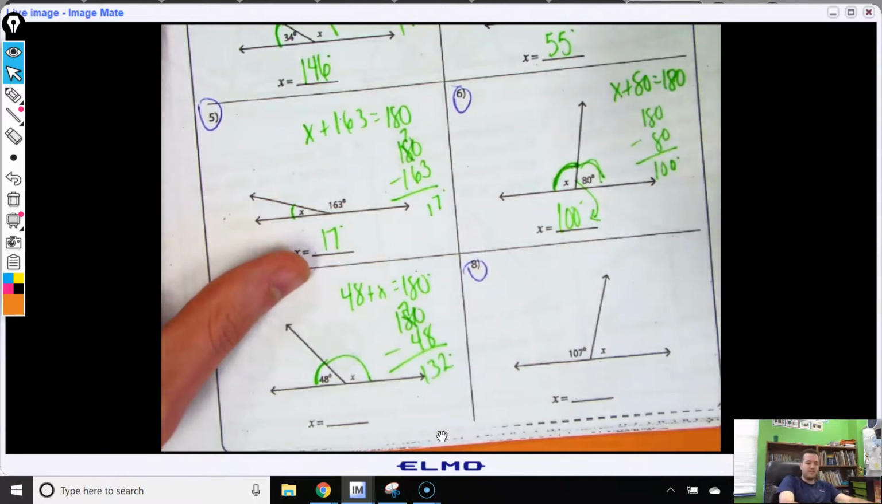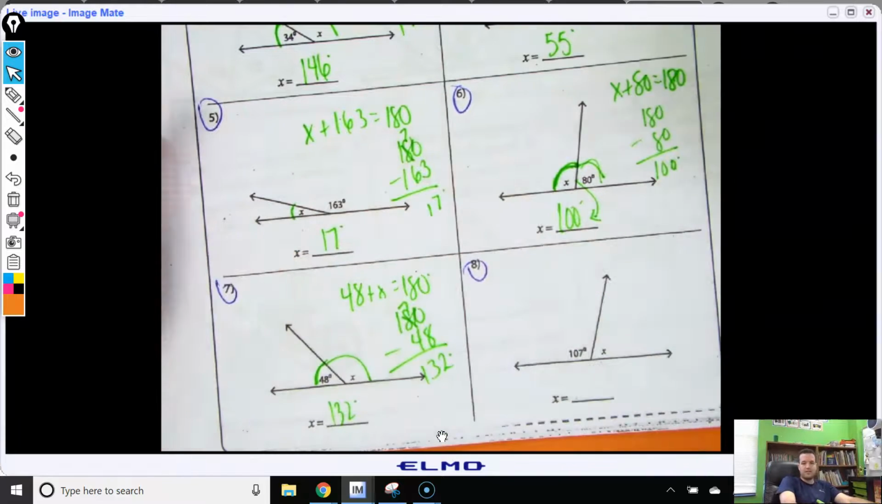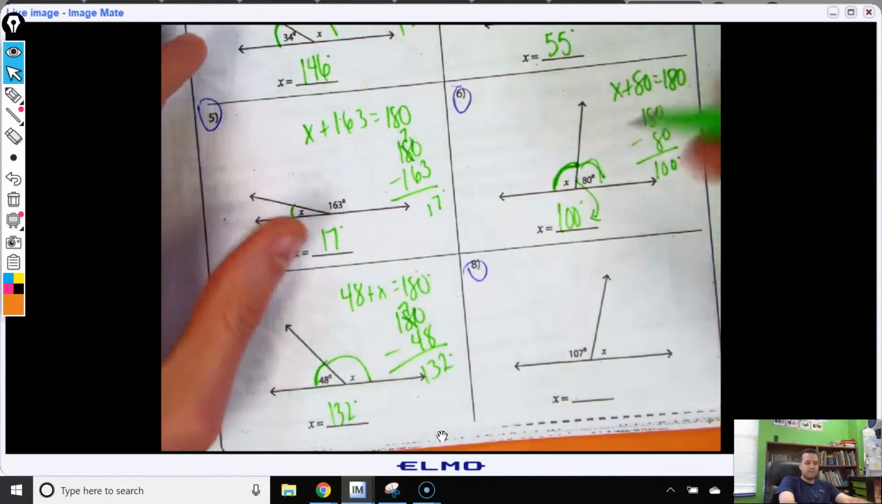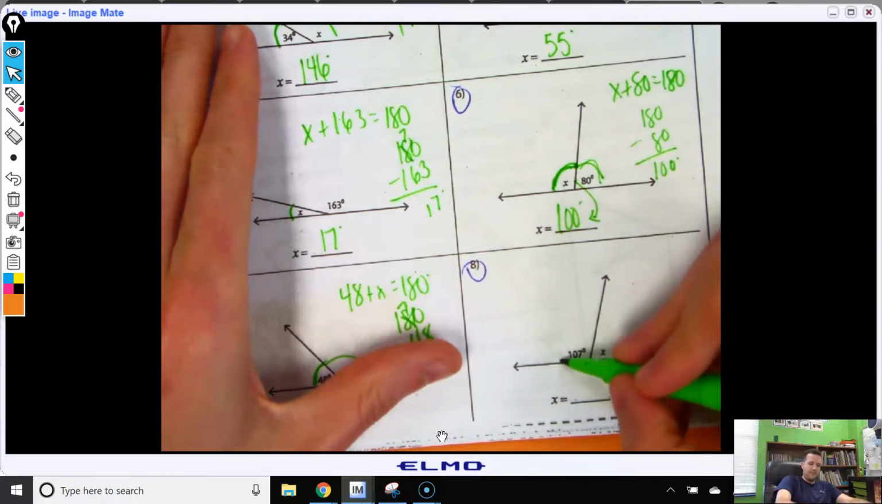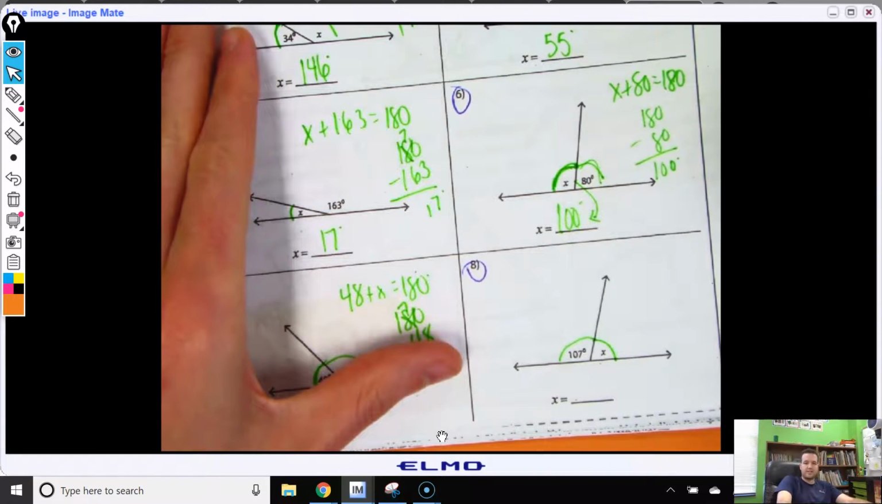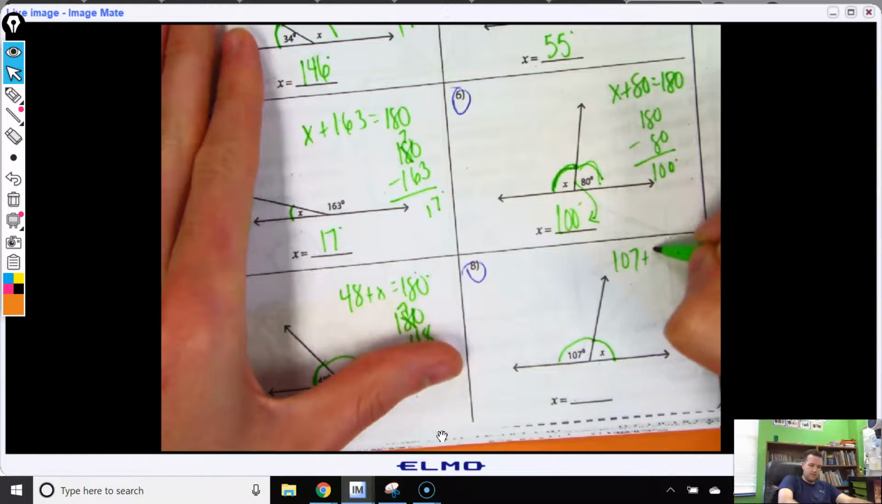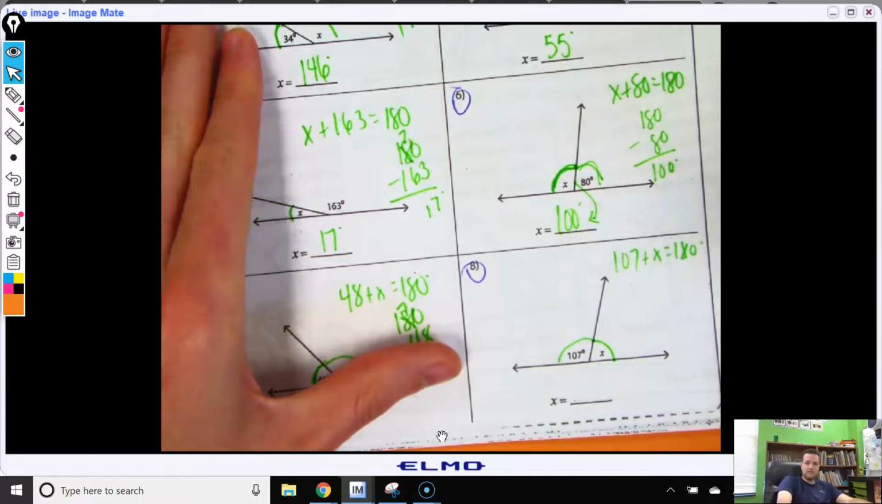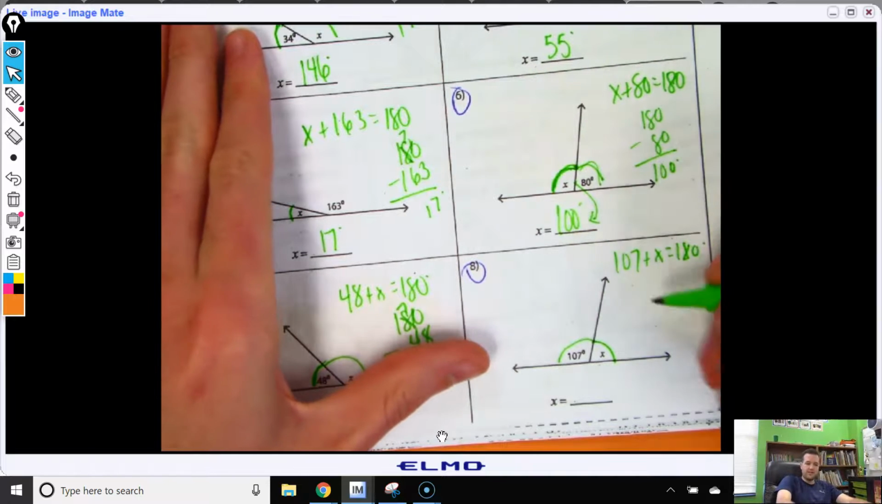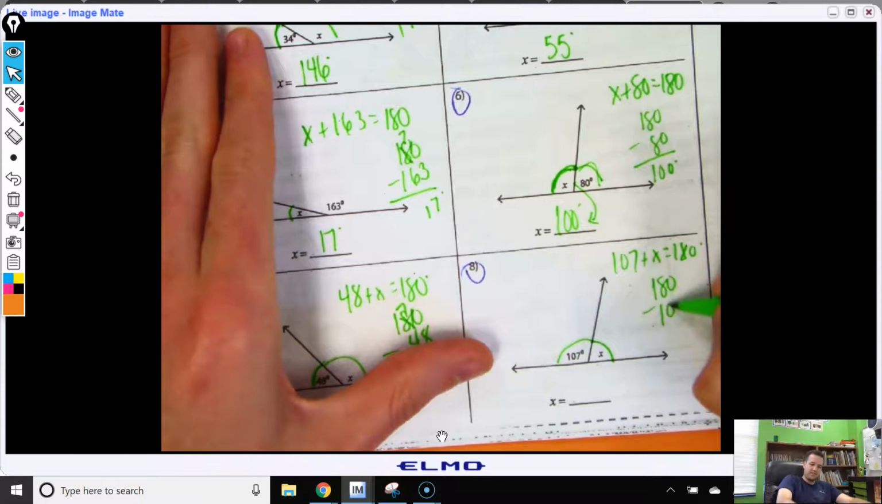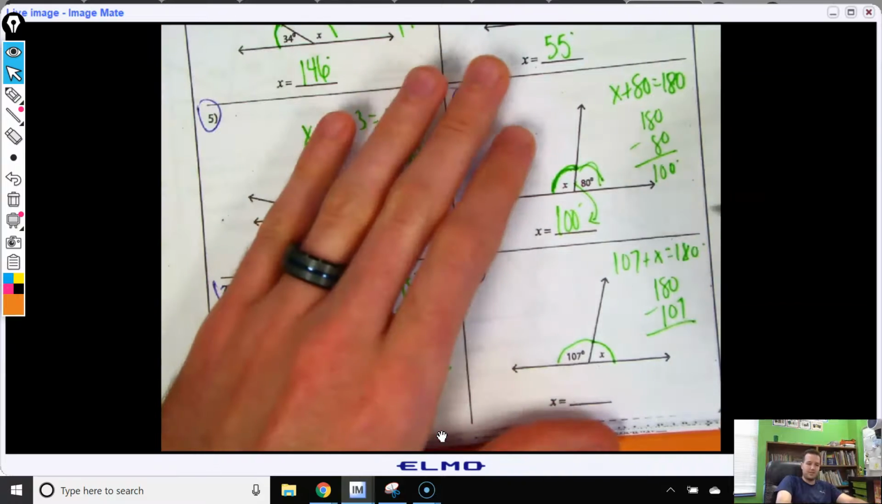Looks like that's going to be 132 degrees for x. Makes sense, it's obtuse, right? Number 8, 107 degrees plus angle x equals 180. In order to solve for x, again, I must subtract. Use the inverse operation of addition.